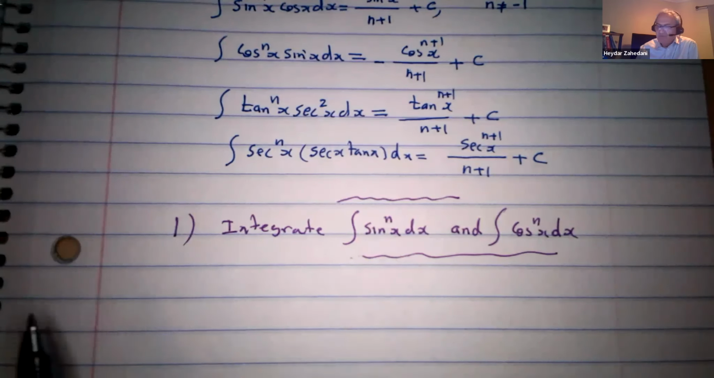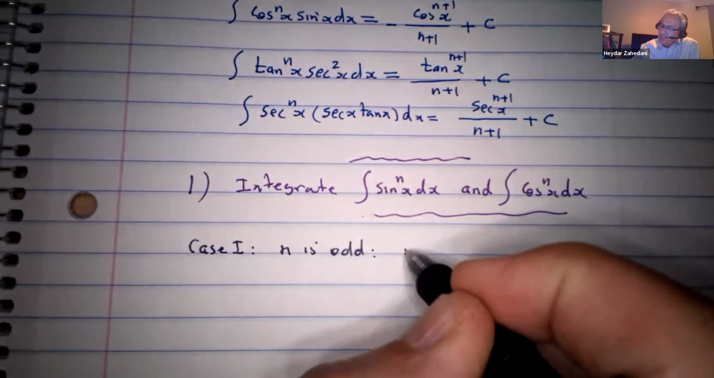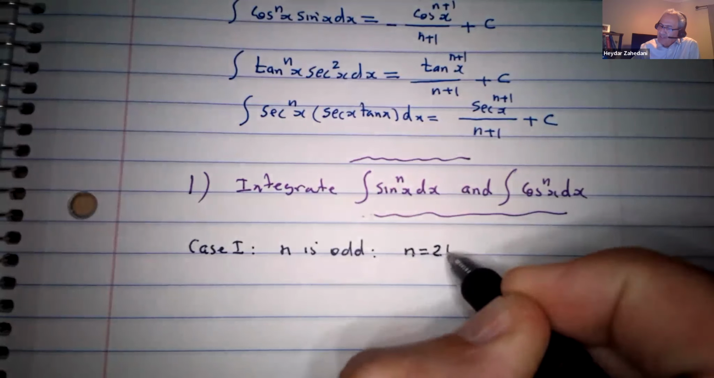So case one is n is odd. If it's odd, it's very, very easy, because it's going to be something like n equal to 2k plus 1.